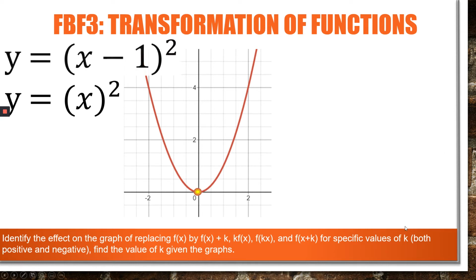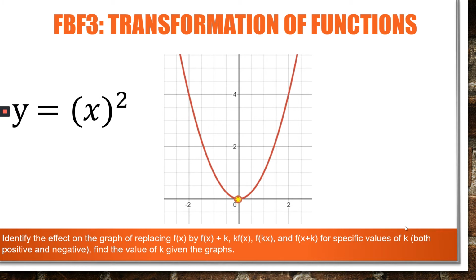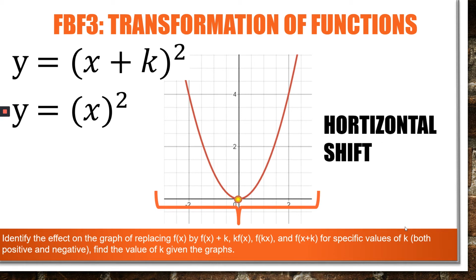Okay, let's do it again. This time we're going to subtract 1, so the quantity x minus 1 squared. And here's what happened. This time it shifted to the right. So let's see if we can come up with some generalizations. Well, if I add k, whether it's a positive k or negative k, then I am going to shift left and right. So that's going to be a horizontal shift.